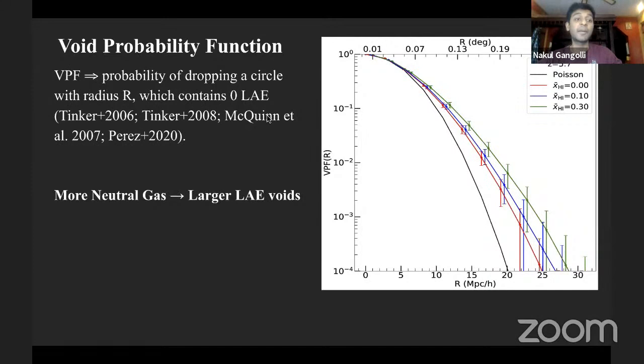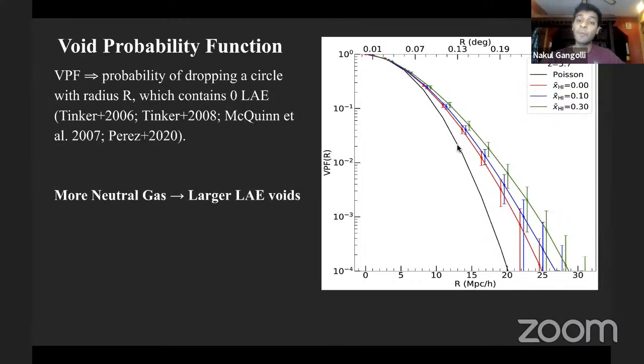The first statistic that we use is the void probability function, which has been looked at before. But in this context, we'll look at it in late reionization history, where in essence, the VPF is the probability of dropping a circle with radius r, and then the probability that circle contains zero LAEs. I show what that looks like for different scenarios, where this black line is the Poissonian distribution, where you randomly throw points onto a grid and calculate the VPF for those points.